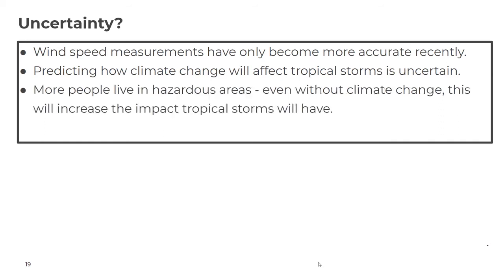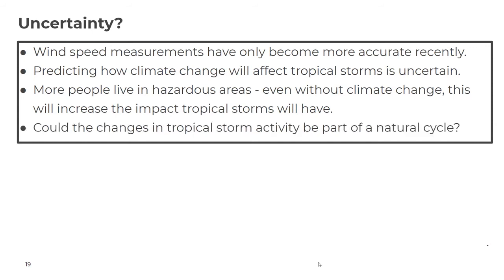Thirdly, more people live in hazardous areas. So even without climate change, this is going to increase the impact that tropical storms will have. We are more aware of tropical storms because we put ourselves in their paths. This causes more damage and perhaps influences how we view the intensity of tropical storms.